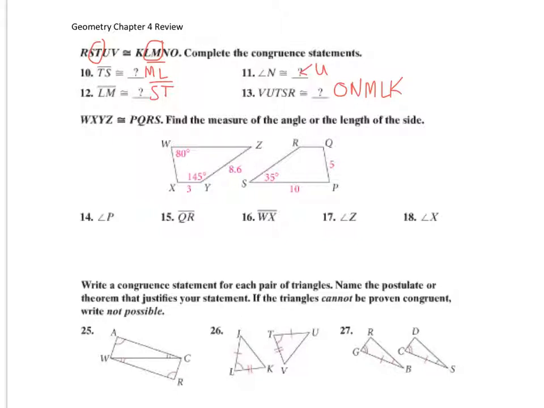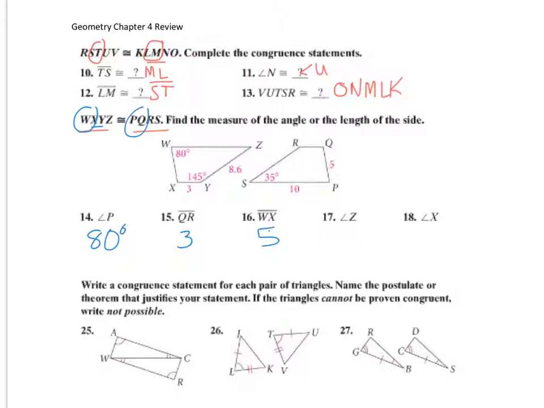And then if these two figures are congruent, find the measure of the angle or the length of the side. So angle P matches up with angle W. Angle W is 80 degrees, so angle P has to be 80 degrees. QR matches up with XY, so XY is 3. WX matches up with PQ, PQ is 5.